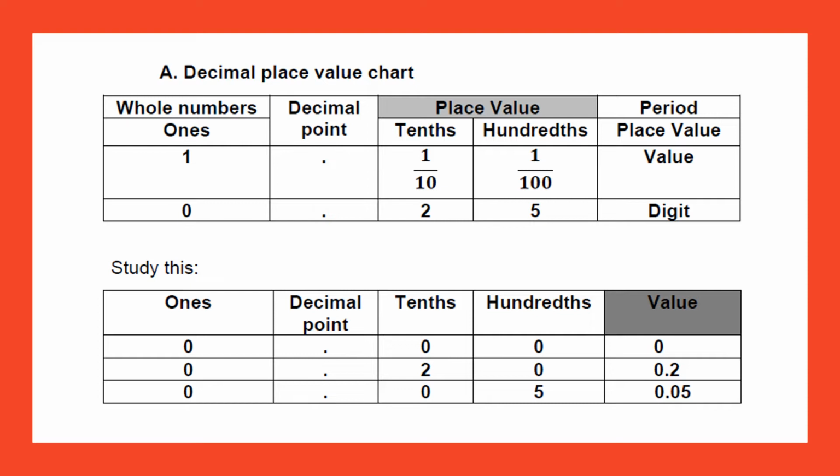Next, ones is 0 and tenths is 0 but the hundredths is 5. So this is 5 over 100 or 5 hundredths. It can be written as the value of 0.05 or 5 hundredths because the place value of the smallest one is hundredths.